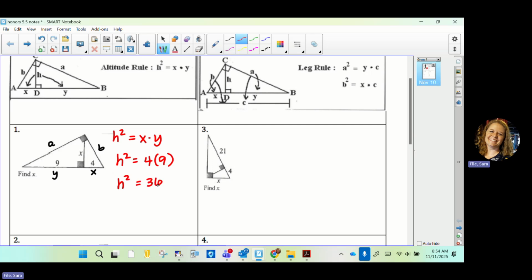Okay, and how would I get the square, H squared? How do I get rid of that square? What's square root? Okay, the opposite of square is square root. So what you do to one side, you do to the other.